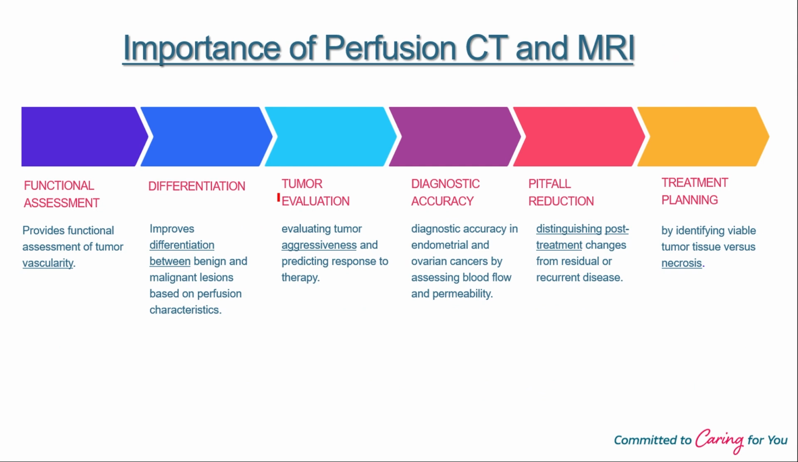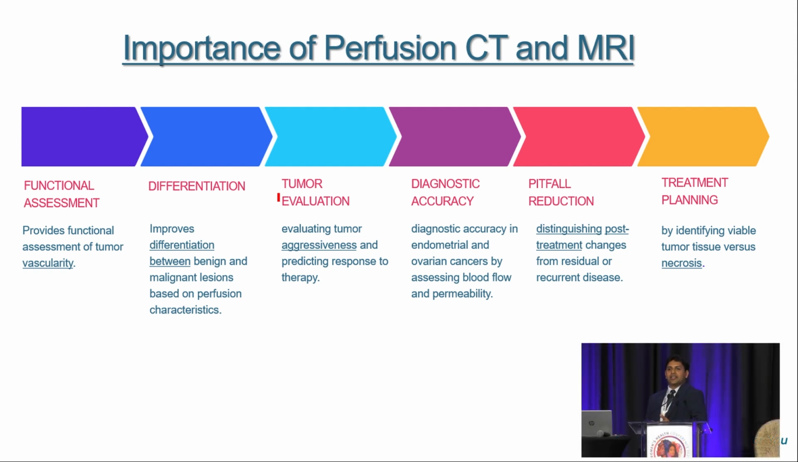A few points about perfusion CT and MRI. This is something which should genuinely be used. It shows the assessment of the vascularity of the lesion, so it can differentiate benign versus malignant conditions and reduce biopsies. It can also help in treatment of tumors, because if the vascularity is high, the perfusion will be high. So it's a very aggressive tumor, and the treatment depends on that.